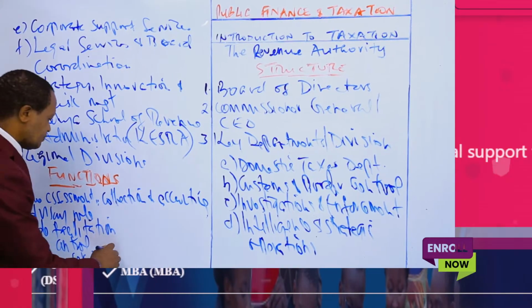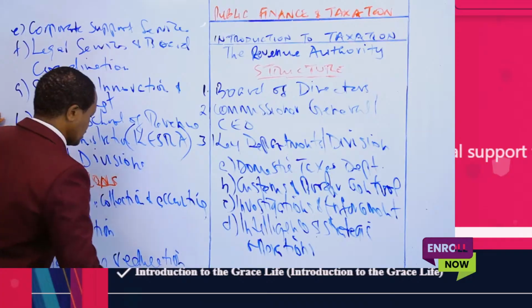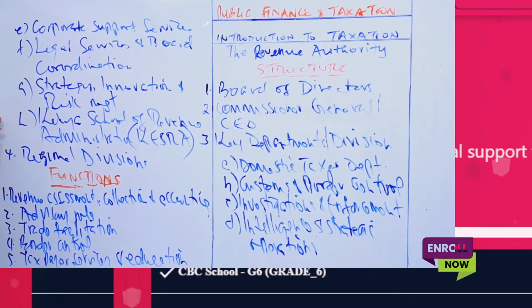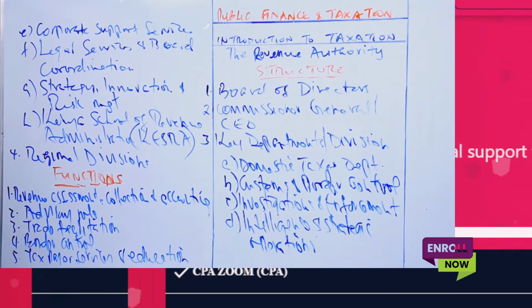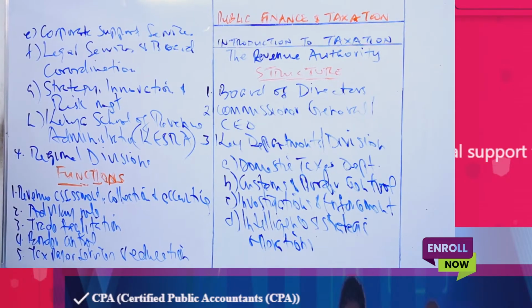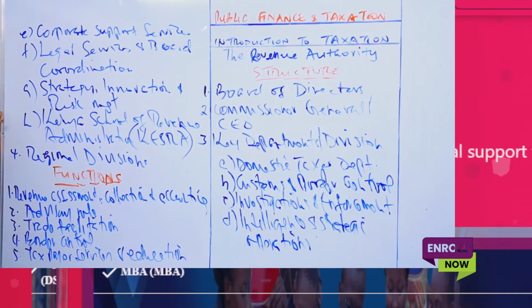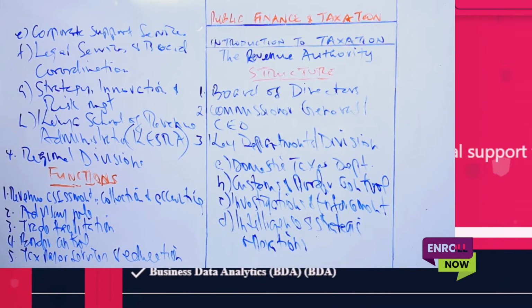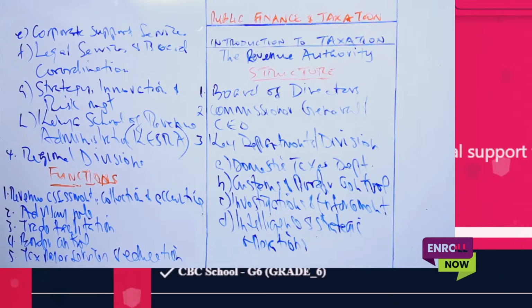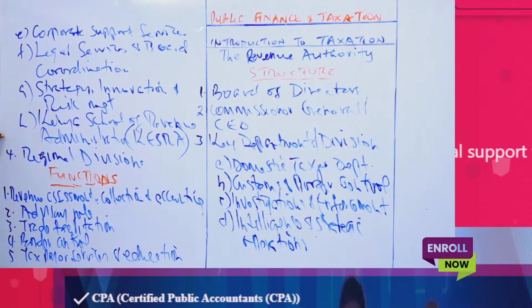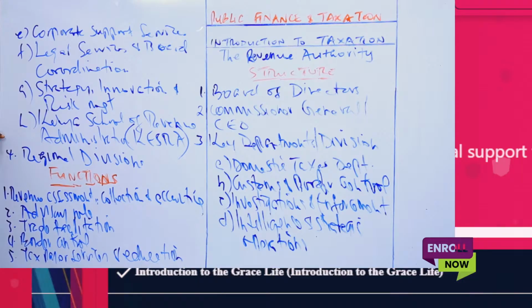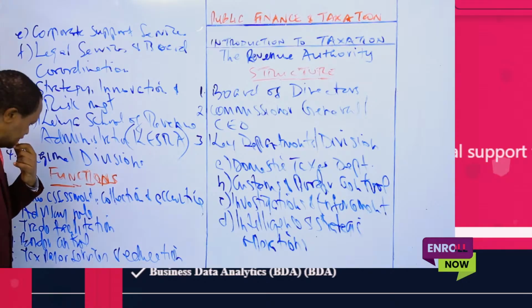5, taxpayer services and taxpayer education. KRA offers taxpayer services and taxpayer education by providing comprehensive support to taxpayers, including education on tax obligations, assistance with filing returns, resolving queries, and so on. And of late, KRA has leveraged digital platforms like the iTax for this purpose.